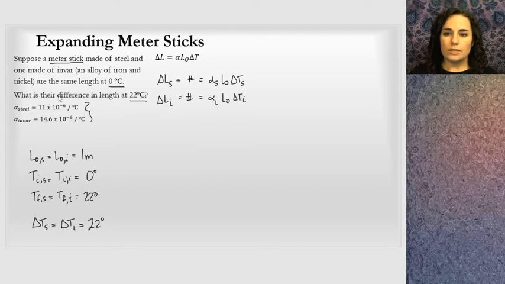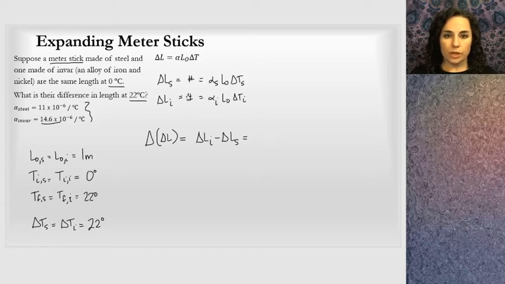But what we really want is, what is their difference in length? We don't really care about how much they expand. We care about the difference of their expanded lengths. So I'm going to call it delta delta L. The delta of delta L will equal delta L for the Invar minus the delta L for steel. And I put Invar first because I see that Invar has a larger coefficient of linear expansion. It's going to expand more. So I put it first, and when I subtract these two things, I'm going to get a positive number.